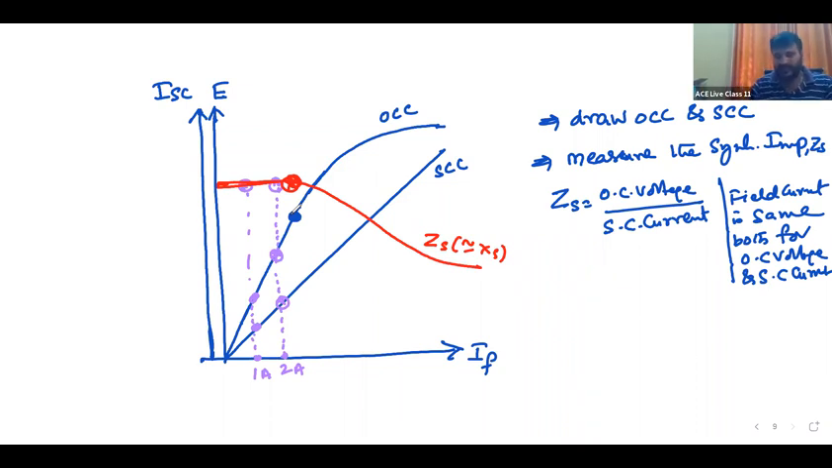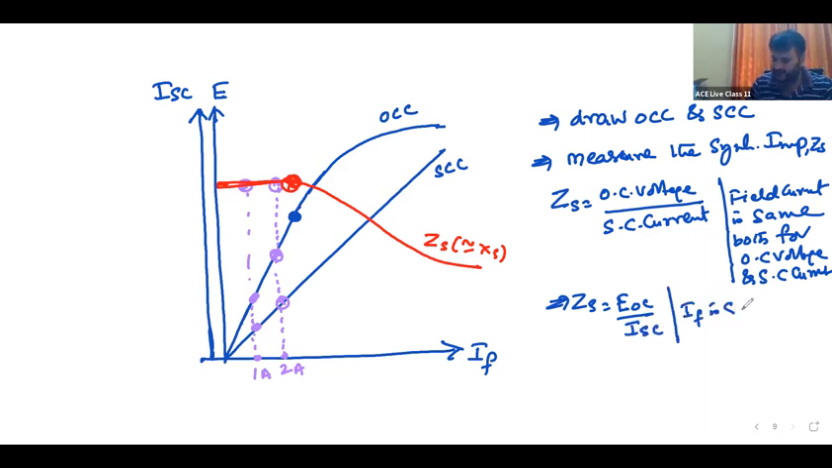Why? Because the increase in voltage is less. The open circuit voltage is not increasing that much. Slowly it increases, but the current is increasing fast. So therefore the denominator dominates. ZS is equal to EOC, the open circuit voltage, by ISC, the short circuit current.